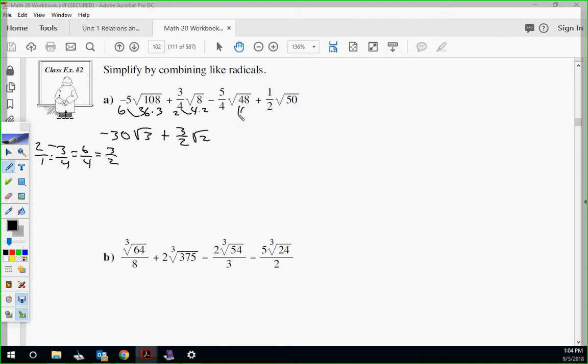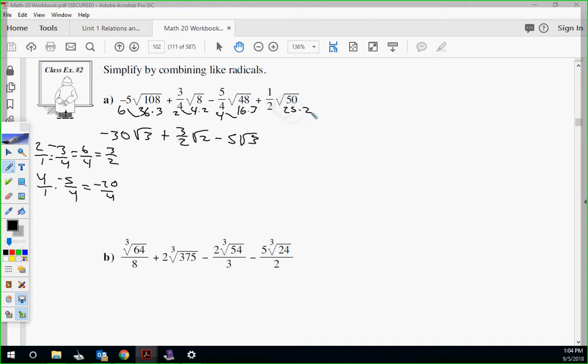48, 16 times 3. 16 comes out as a 4. That makes these 4's cancel. So it's simply negative 5 root 3. If you want to see the fraction way, it's 4 over 1 times 5 over 4. See those cancel? But you can also go negative 20 over 4, which is just negative 5, if you want to do the long way. It's just up to you, that's fine.